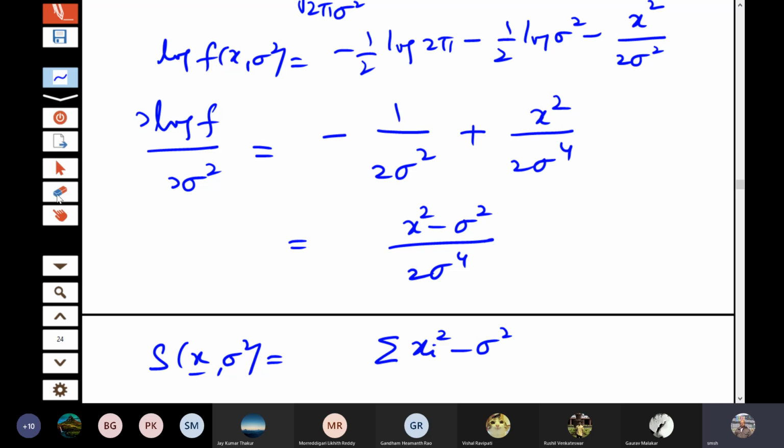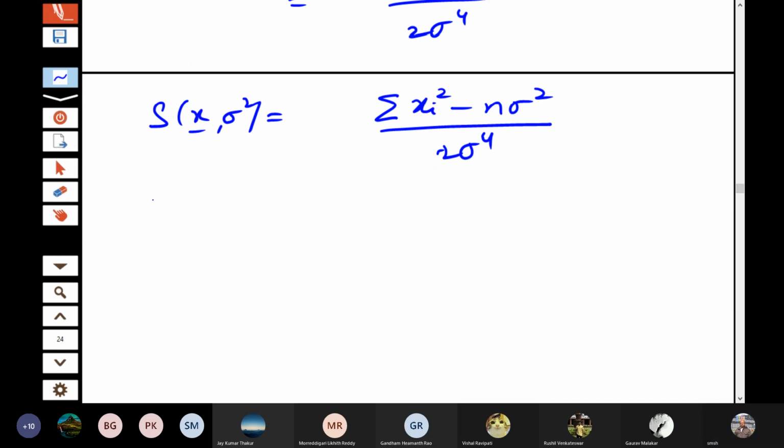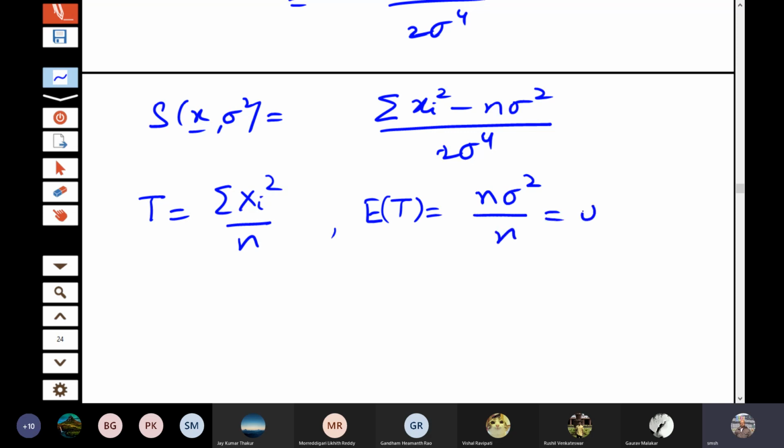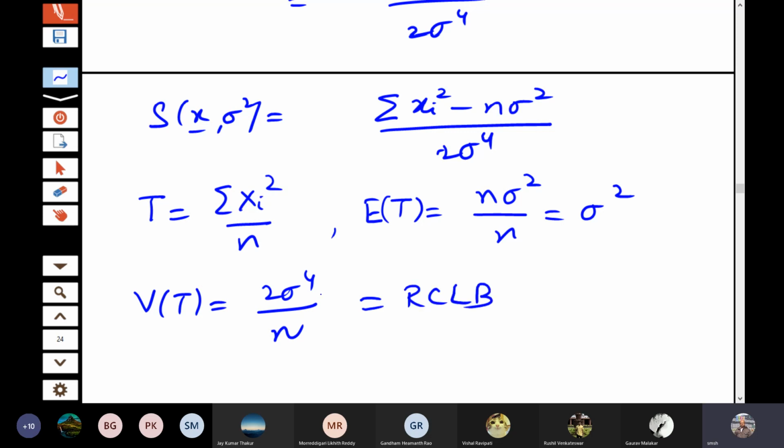So I can put n sigma square there, minus n sigma square divided by 2 sigma to the power 4. You can easily see that it is a linear function of sigma xi square. So if I consider T equal to sigma xi square by n, the expectation of this is nothing but n sigma square by n, that is equal to sigma square. Of course, the variance of this is nothing but 2 sigma to the power 4 by n. So that is RCLB. But you don't have to actually evaluate it. From here itself, you can say that T is UMVUE.